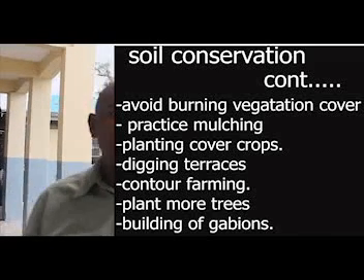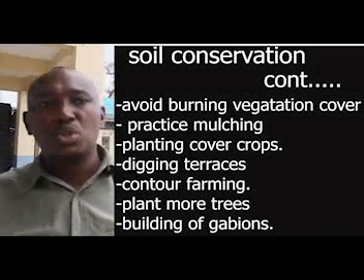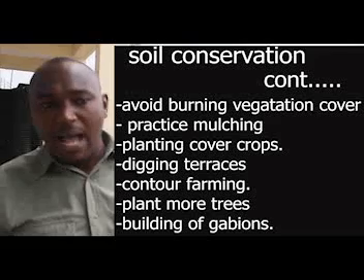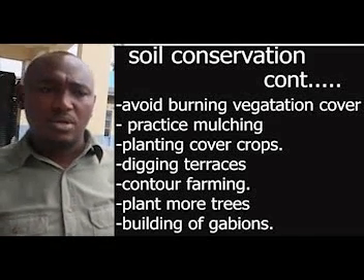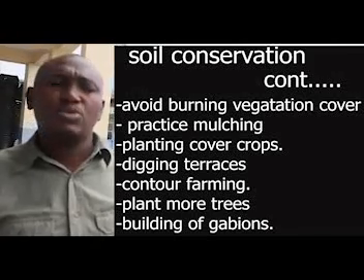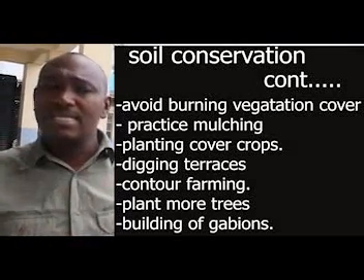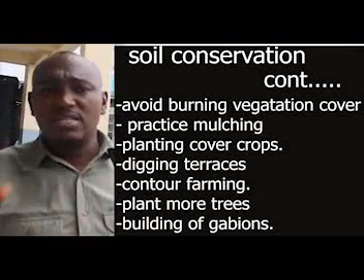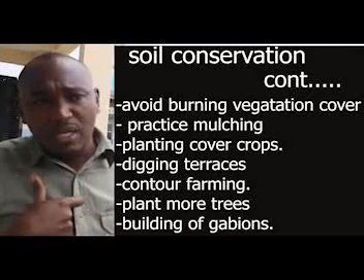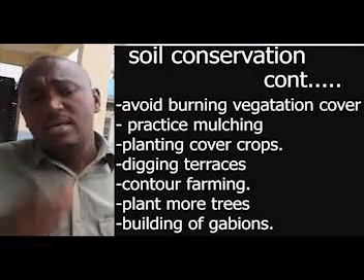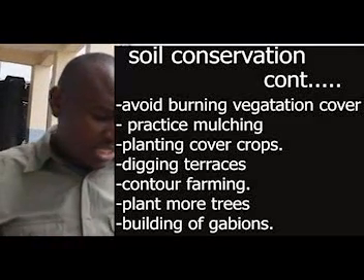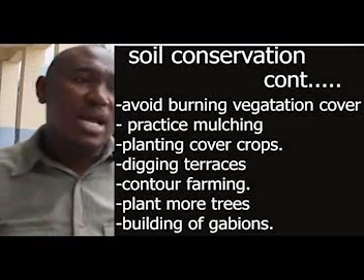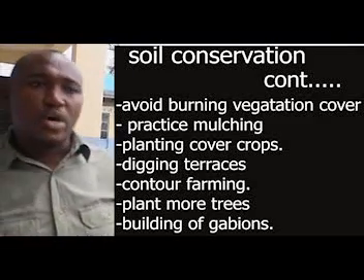The other one is contour farming. We say that we are supposed to farm along the contours. Remember, learners, back in our social studies subject, we say that contours are lines that are joining places with the same height. So when a farmer is plowing or is farming, he is advised to farm along the contours, and this one is going to conserve the soil and reduce the rate of soil erosion.